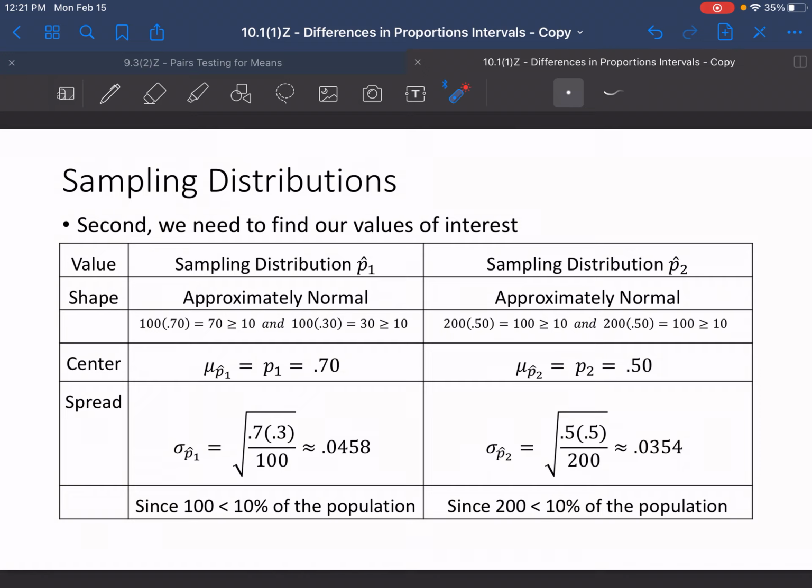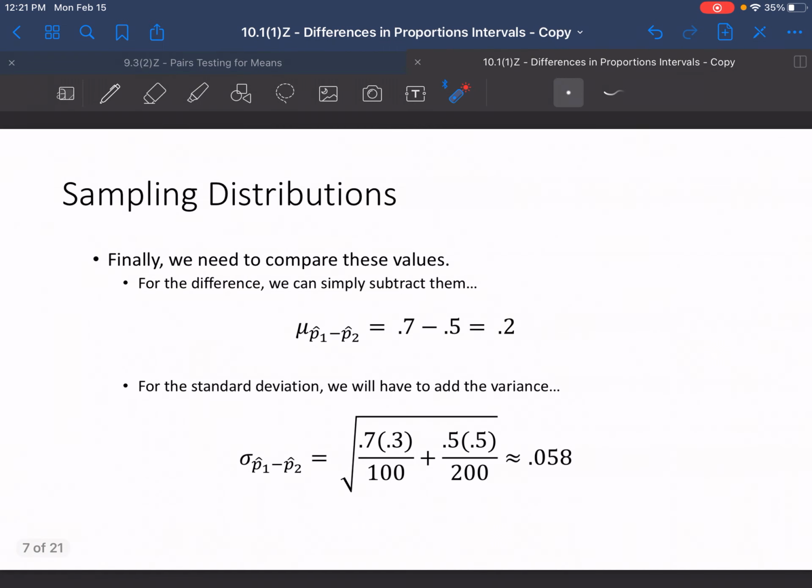The center is essentially just going to be the proportion that they give us in the problem itself. It's either going to be 70% for school 1 or 50% for school 2. Our spread is essentially just the standard deviation of those particular samples, which is the proportion for success times the proportion for failure divided by the sample size, all under a radical, take the square root of it, and that gives us the standard deviation for both sample proportions. We can also confirm this through the 10% condition, making sure that it's independent as well. We know that 100 students and 200 students are less than 10% of the total population of those schools, since they are both considered to be large high schools.